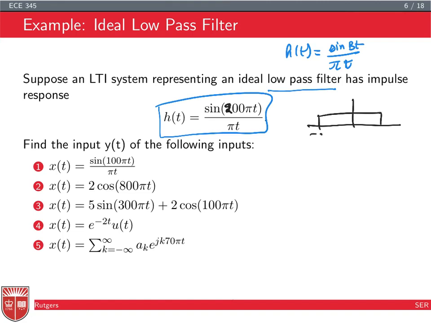So this is the impulse response of the filter, between minus 200 pi and plus 200 pi. And the goal is to find the output y of t for each one of these input functions here. Each one of these inputs is designed to highlight one idea or one intuition. I want to work out these different examples in the next few slides.